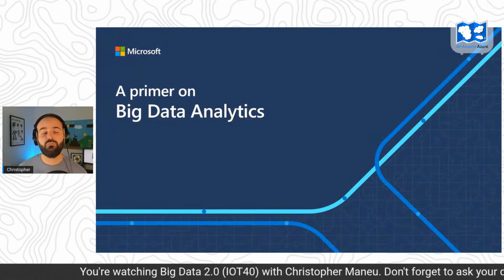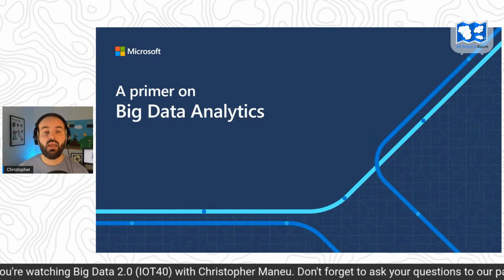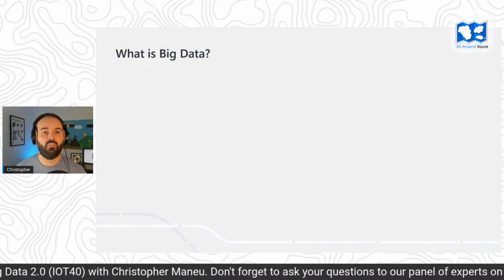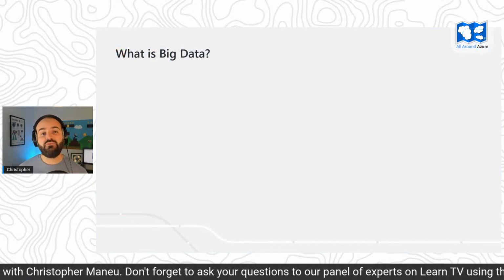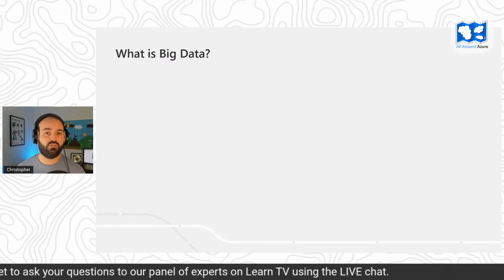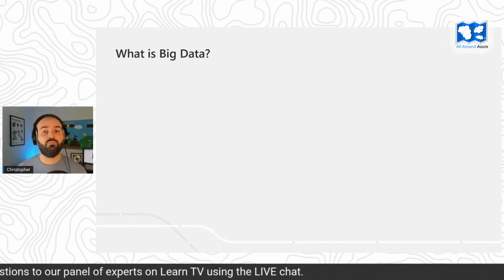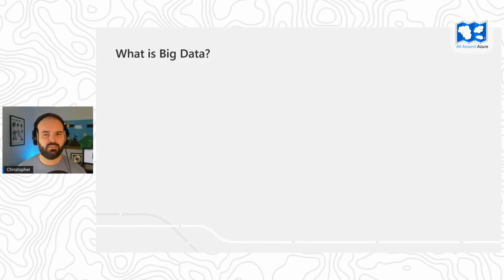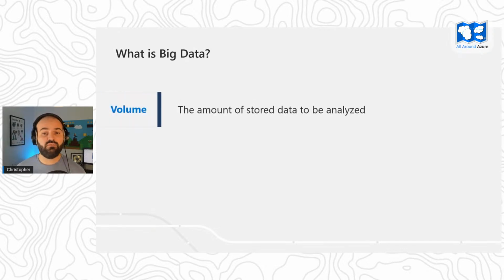So let's start with a primer on big data analytics and data management. Usually speaking, big data refers to a system that produces so much diverse quantity of data that a traditional BI system cannot really analyze it. We tend to define big data systems with 3 adjectives called the 3 Vs. First, volume, which is simply the amount of data to be analyzed.